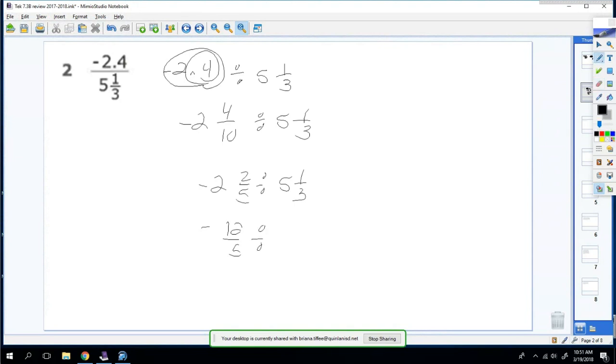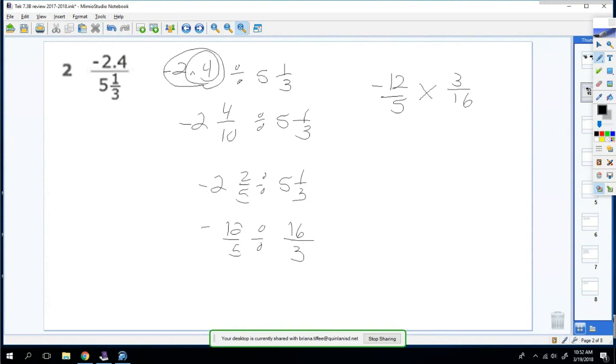So you're going to do the same thing to 5 1/3 and make it improper. So 5 times 3 is 15, plus 1 is 16, so it'd be 16 over 3. So now you're going to divide fractions. You're going to keep it, switch it, flip it. So you're going to take negative 12 over 5, switch the division symbol to multiplication, and then flip the second fraction. So when you do that, you just multiply straight across. So you're going to do top to top, bottom to bottom.